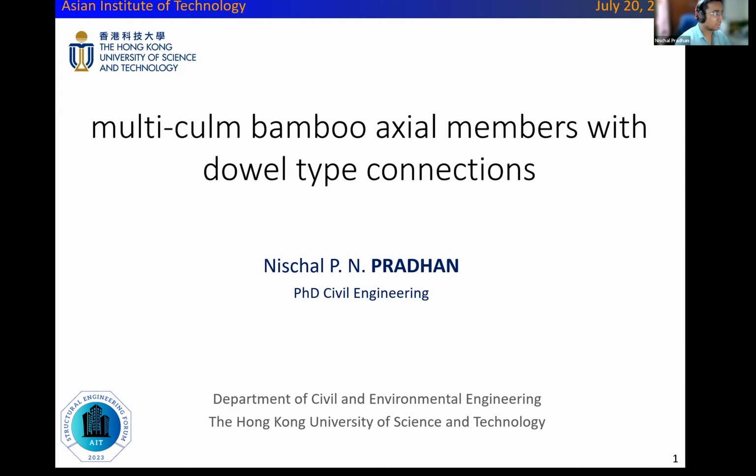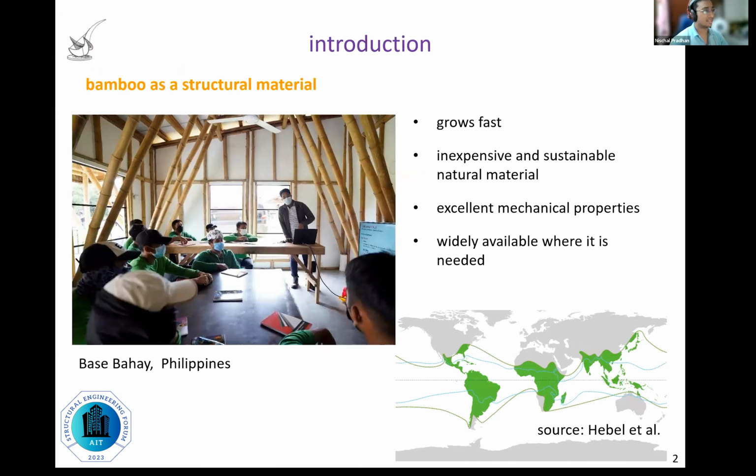So let's begin. I want to start with why we want to use bamboo as a structural material. Bamboo has quite a few advantages. For example, it grows very fast. It is an inexpensive and sustainable natural material. It has excellent mechanical properties, and it is widely available where it is needed. All the developing regions around the world are also the regions where we see bamboo.